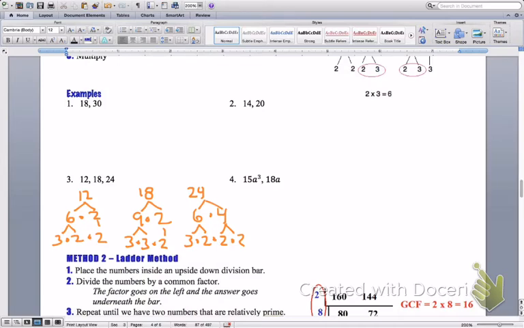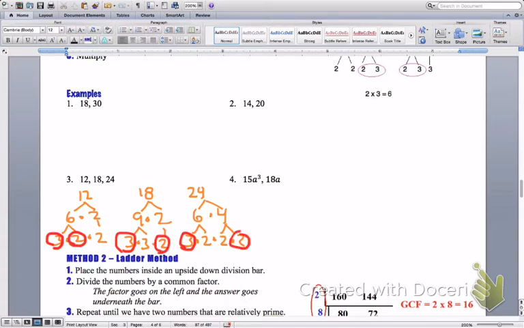Now I'm going to find the common numbers among all 3. Since I have 3 numbers, I have to circle it from all 3. So what do they have in common? I notice all of them have a 3. So I'm going to take my 3. They all have a 2, so I'm going to circle a 2.